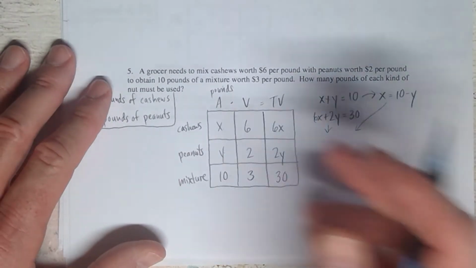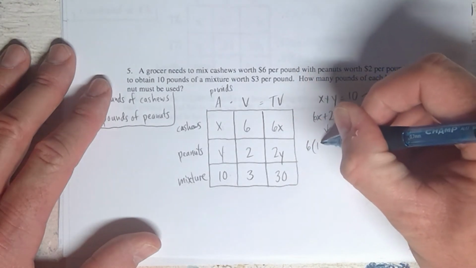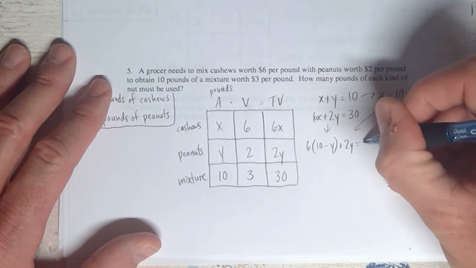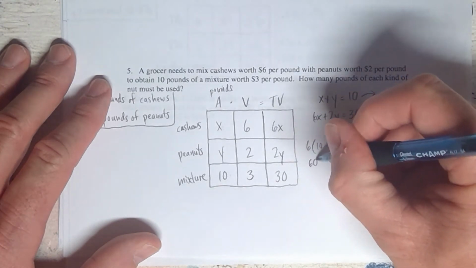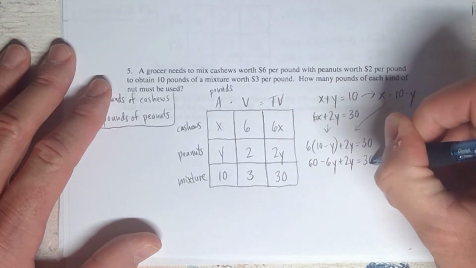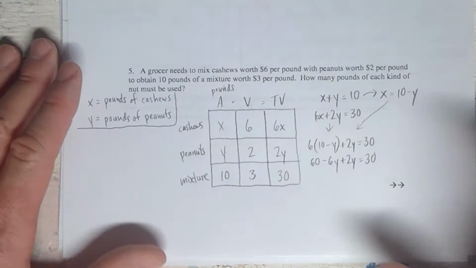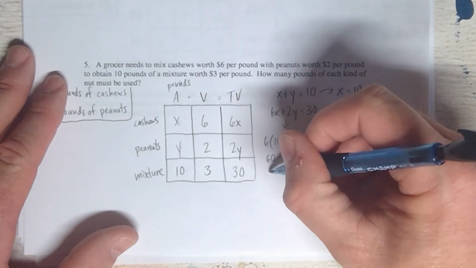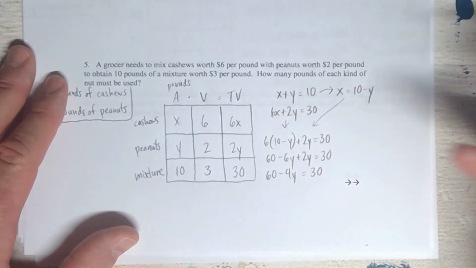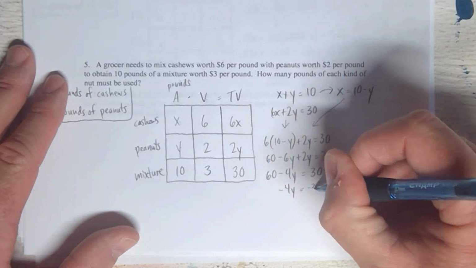Okay, but since I got that from the first equation, again, I put it into the second one. Like that. Okay, and then I solve that equation like always. So I'm going to distribute. I then need to combine like terms after that, right? So I get 60 minus 4y is equal to 30. I then subtract the 60 over with the 30. I get this right here.